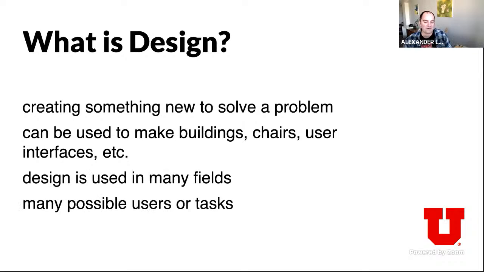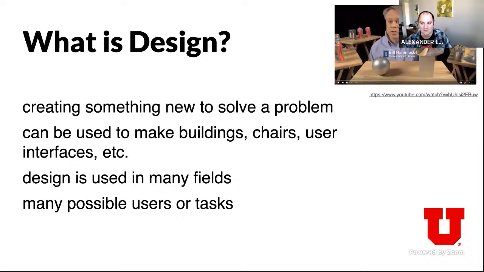And design is, of course, used in many, many different fields. And it has many, many possible users or tasks. And so I don't want to play this video, but I want to add the link here and just give it a shout out. This is a video about the design of a soda can and what goes into the design of the soda can and why it is designed this way. What are the different properties that people try to compromise and how this design has evolved over, let's say, the 100 years that we've used soda cans. So definitely take a look at this if you want to see an engineering example of what design can lead to.